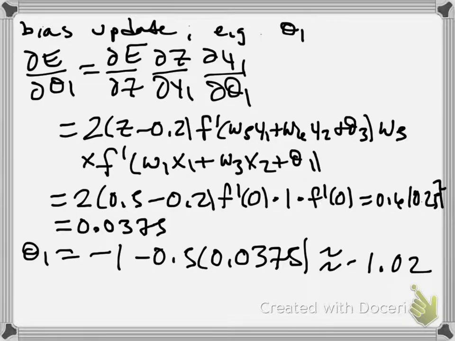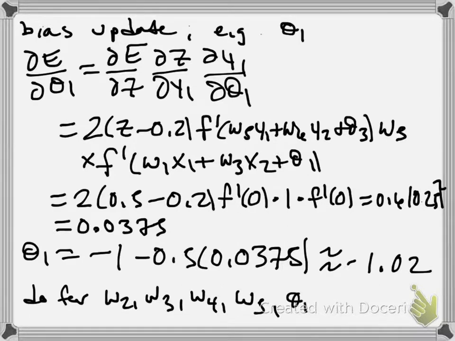And we could also do this for W2, W3, W4, W5, theta 2, theta 3. And if we were training our neural network, we would want to do that each time. But I'm just going to walk through those three examples because those are representative of all the calculations you do in neural network training.